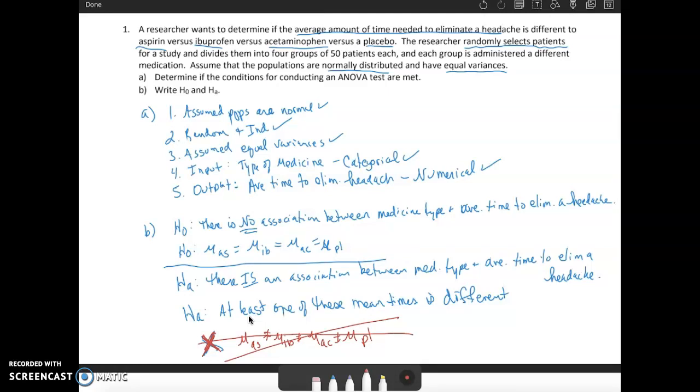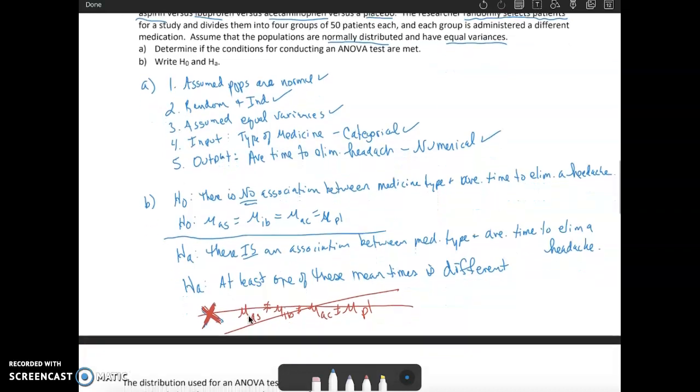Maybe they are all different, but even just one of them being different would be enough to say that there is some kind of an association here. We may not know quite what it is, but if one of those means is different, then we know that there's something interesting going on. Okay, so just be careful. This is something that students want to use as an alternate a lot of times, and it's just not an okay way to write it.